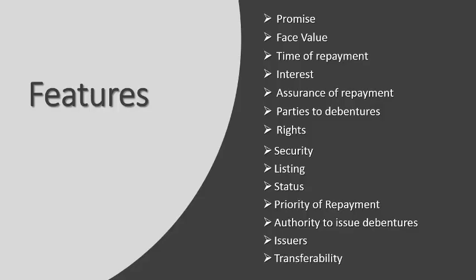So in this way, today we have learnt a number of features of debentures: promise, face value, time of repayment, interest, assurance of repayment, parties to debentures, rights, security, listing, status, priority of repayment, authority to issue debentures, issuers and transferability. Thank you.